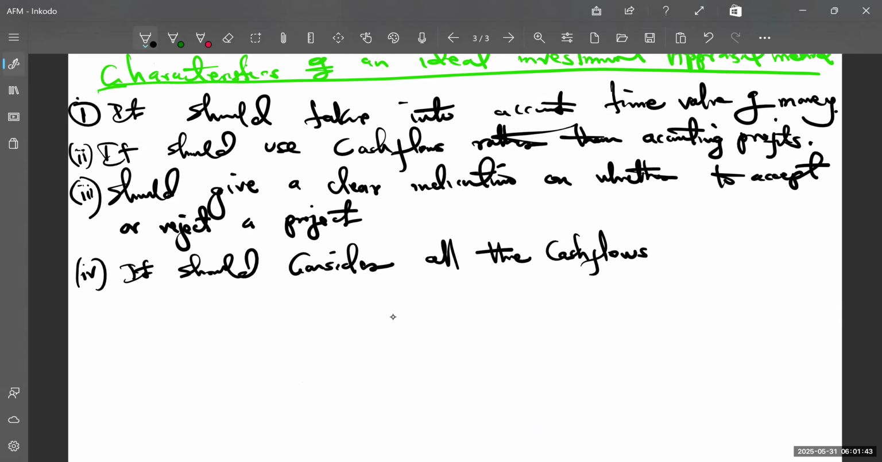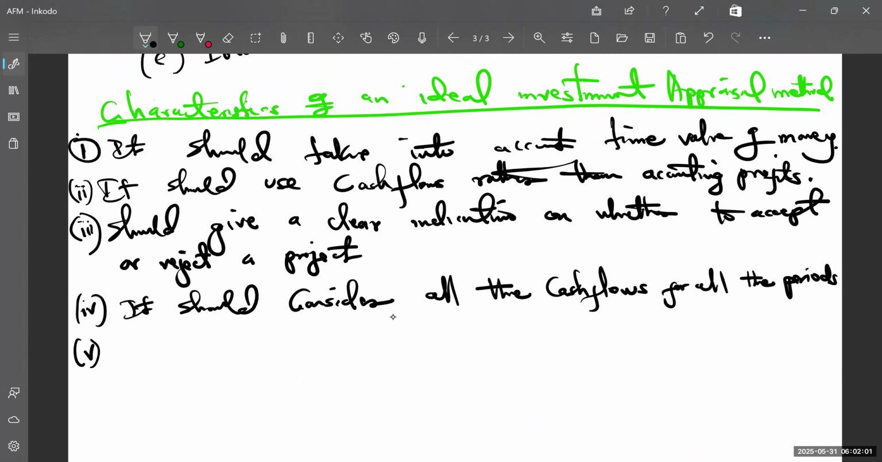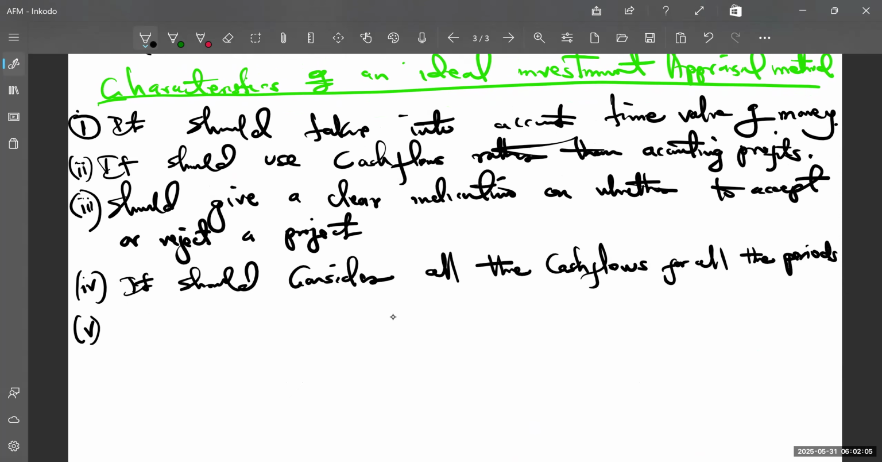It should consider all the cash flows for all the periods. So if it is a project that is expected to run for the next 10 years, please look at the projected cash flows for the whole 10 years. Then, is there another characteristic I'm leaving out? With the first one, we talked about time value of money. The cash flows, number 2. Then we've also talked about giving you a measure whether to accept or reject. Then we said that this method should be able to consider all the cash flows.